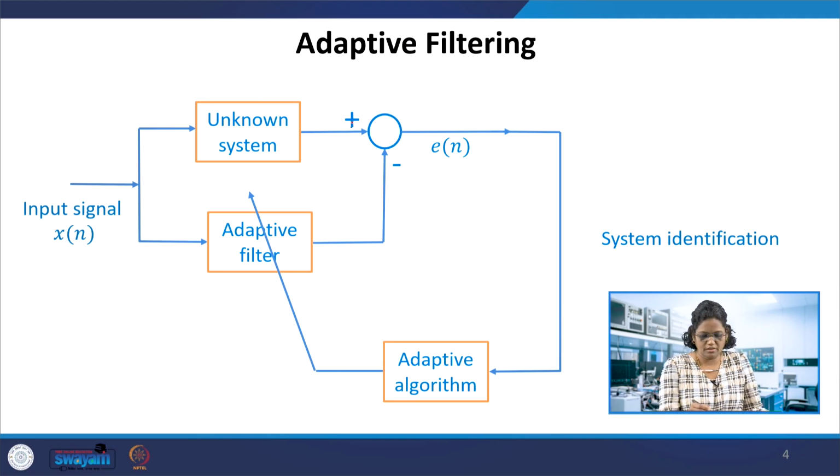So if we subtract one from the other, we get the error, and this error gets used to adjust the filter coefficients again. We keep doing this until the filter mimics the unknown system, so that the error becomes minimized or zero. Once the error is minimized, we can say this filter is nothing but the unknown system. This way the unknown system can be identified. So adaptive filtering can be used in system identification.